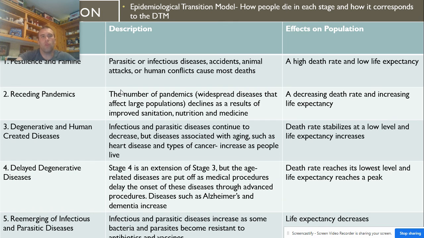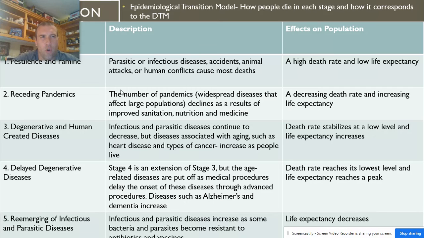So most of the world entered into stage 2 of the demographic transition model with the Industrial Revolution or the Medical Revolution. A lot of what you would today consider developed countries, if you were earlier into it, you were Industrial Revolution, and then most of Sub-Saharan Africa, Southwest Asia, South Asia entered into stage 2 with the Medical Revolution in the 1960s. And so that's when we saw stage 2. Stage 3 is degenerative and human-created diseases, and stage 4 is they're just living longer through those. And then stage 5, and yes, this model was made before COVID, it's reemergence of infectious diseases. So that is something to look at here.